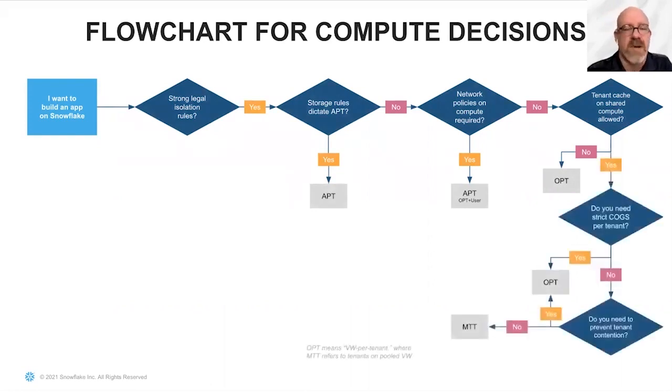Thinking through this further, do I need to evaluate and measure strict COGS per tenant? We didn't really talk about that in much detail, but it's much easier to know the cost of each tenant when they're using their own dedicated compute. Doesn't mean you can't calculate it when they're sharing. It's just a little bit harder to do the heuristics in that calculation and develop an algorithm that you're happy with. Do you need to prevent tenants from colliding with each other? That might be another reason you need to separate them out onto their own compute. Or if it's okay that they're managing access to resources and you don't have rigid SLOs around that, you might be okay with an MTT approach.